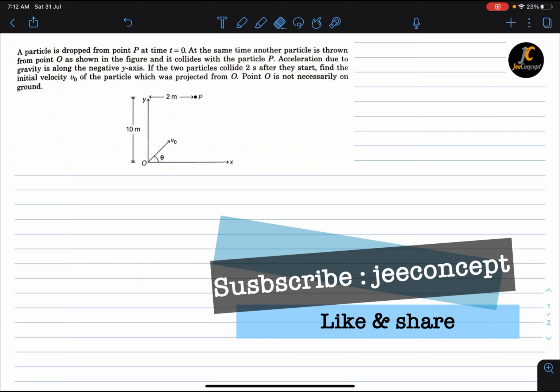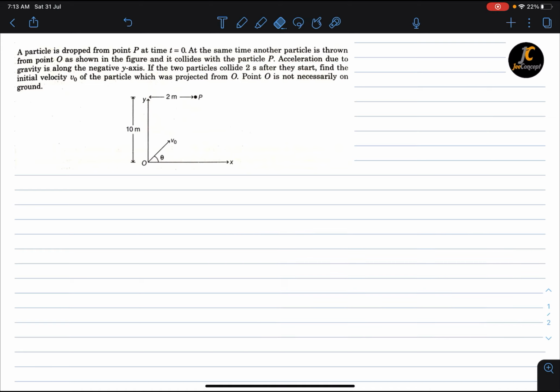If the two particles collide 2 seconds after they start, find the initial velocity v0 of the particle which was projected from O. Point O is not necessarily on ground. In this situation, let's first of all find out where these particles are going to collide with each other. The first particle, let's say this is particle A and this is particle B. The first particle A is dropped from the height of 10 meter from the point B.